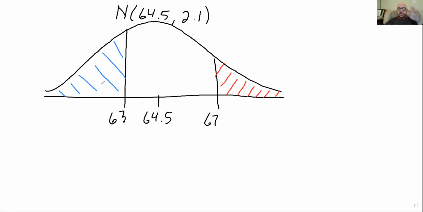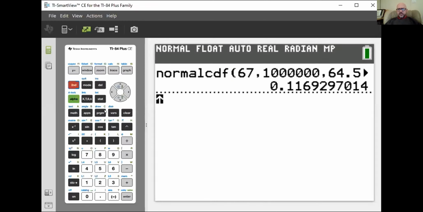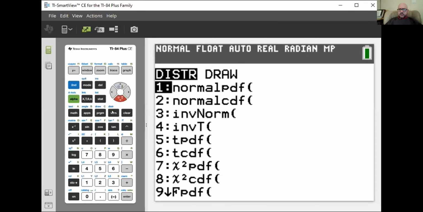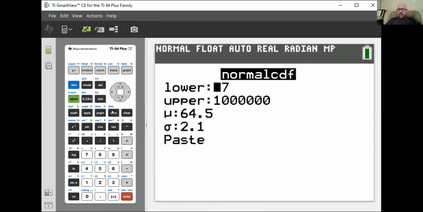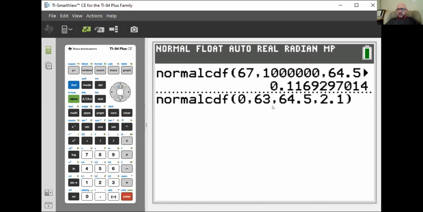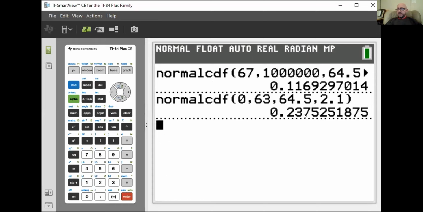I'm going to do both. I'll do 0 to 63 and I'll do negative infinity up to 63, just to show you that it doesn't make any difference from an answer standpoint. We're going to get the same number either way. So let's do that. I'm going to go to NormalCDF. Lower bound is going to be 0, and upper bound is going to be 63 with the same mean and standard deviation. And I get a number. This should be bigger than the other number, since just thinking about what the area looked like, that was like 11.7%. This one should be a little bit larger. 23.75%. Sure, a little bit bigger.